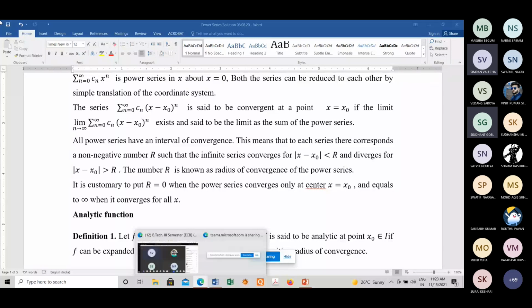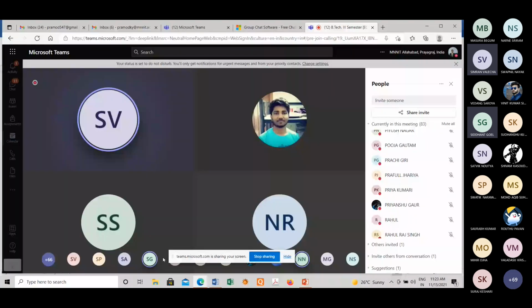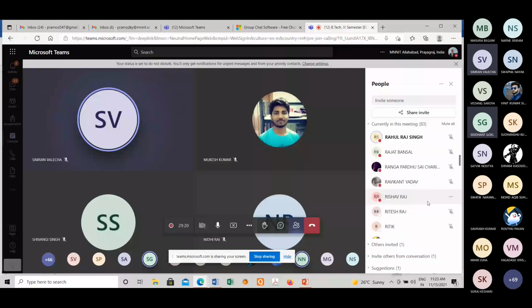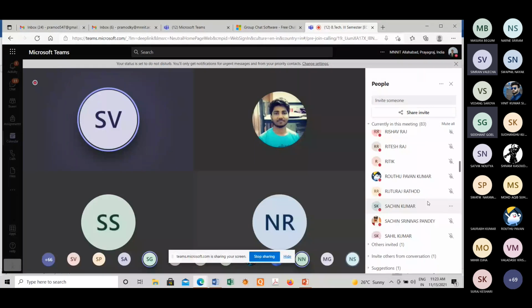I have given a very simple question. Again I am repeating the question. d2y by dx square plus 7 dy by dx plus 12y equal to 0. It is a very simple question. Now Ritik, what is the solution of this differential equation?